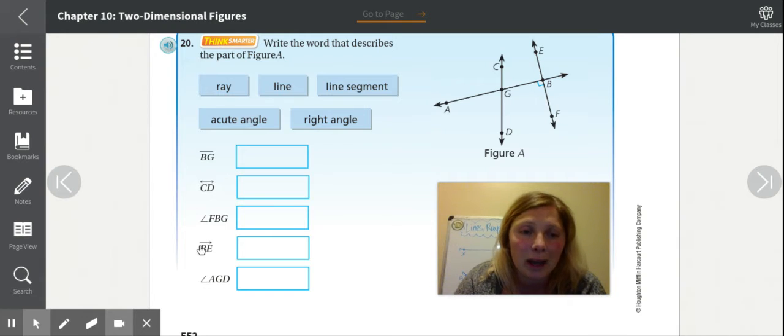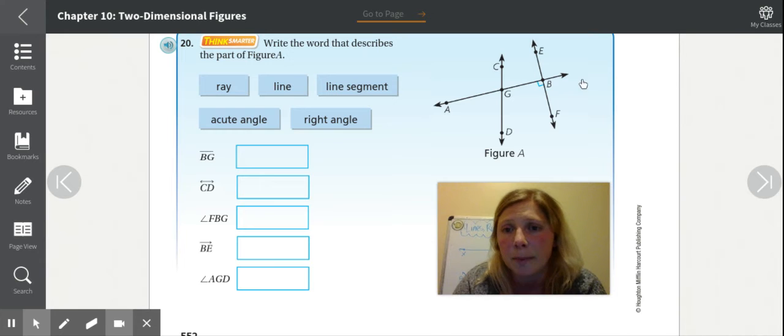Now here we have no arrow on this side and an arrow only on this side. So that's a ray where we have one endpoint and then it goes on forever in the other direction. And we're talking BE. So here's B, here's E. So it's talking about just this piece here, this ray here. And that would be written ray.